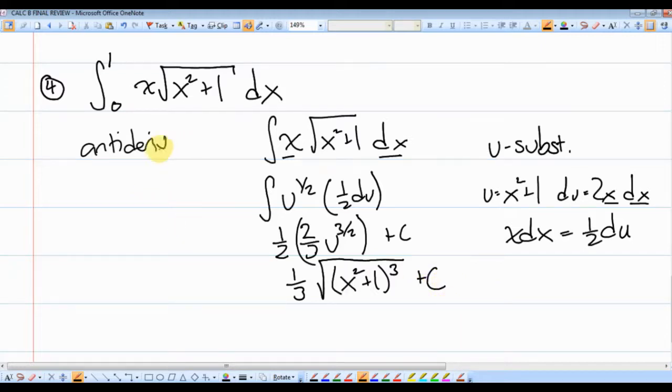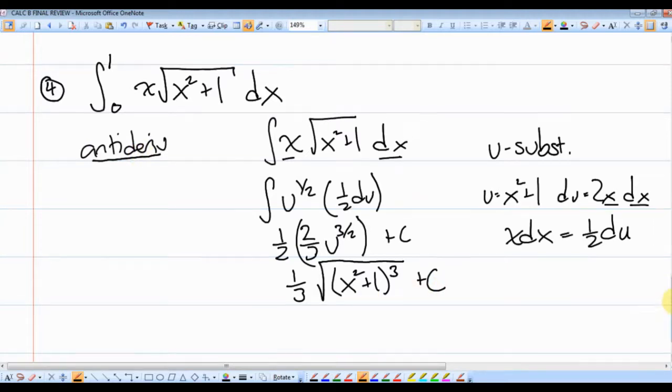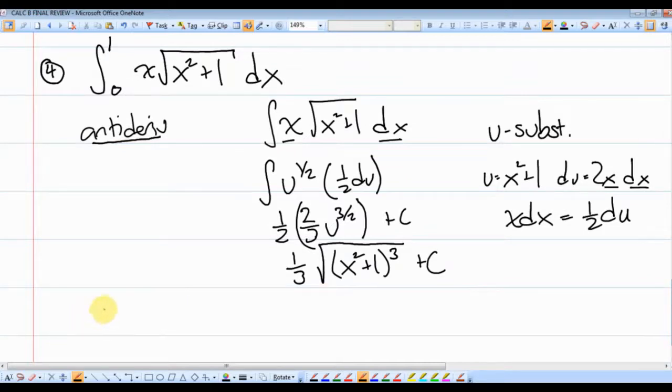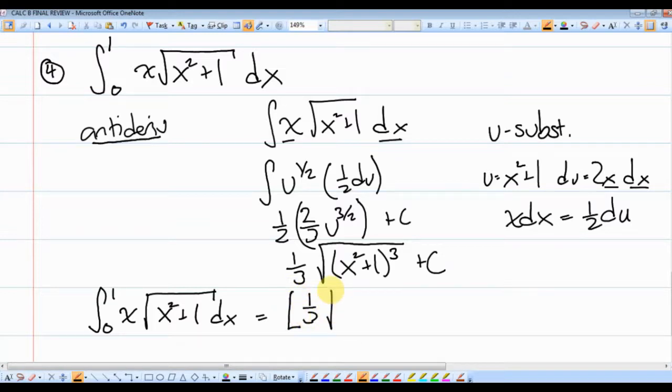Okay, that's only the antiderivative. Now I have to solve the definite integral. So the definite integral from 0 to 1 of the same, that's going to be equal to, the antiderivative, sorry, just the antiderivative from 0 to 1.